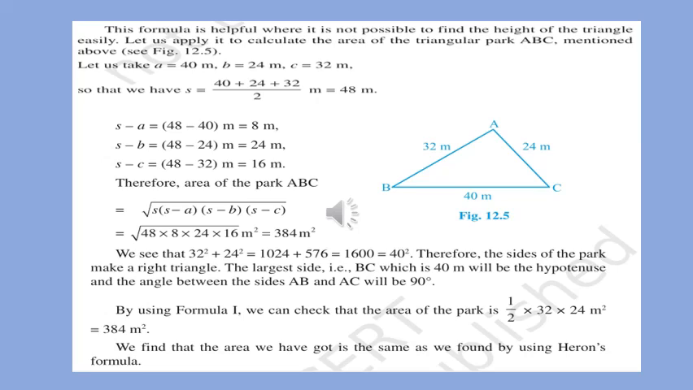See here, three sides are there of the triangular park, 32 meter, 40 meter and 24 meter. Here you can take any of these as A, B and C. So let's take A equals 40 meter, B equals 24 meter and C equals 32 meter. So we have 40 plus 24 plus 32 all divided by 2, because perimeter divided by 2 gives you the semi-perimeter, half of the perimeter, and that equals 48 meter.